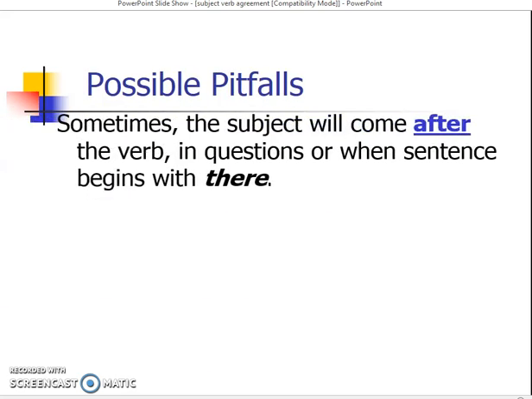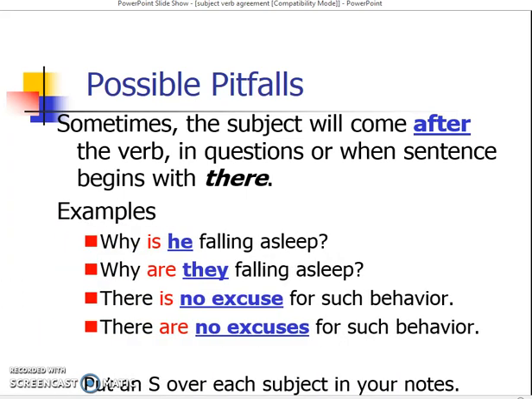Other problems. Sometimes the subject will come after the verb when you have questions or when the sentence begins with "there." Here are some examples. Why is he falling asleep? Please notice that he is the subject, and you would say he is. Why are they falling asleep? They is the subject. They are.